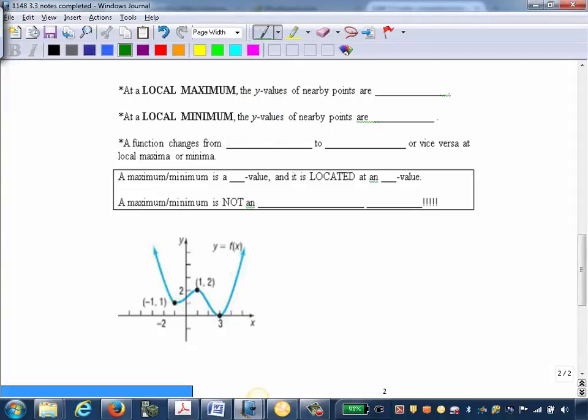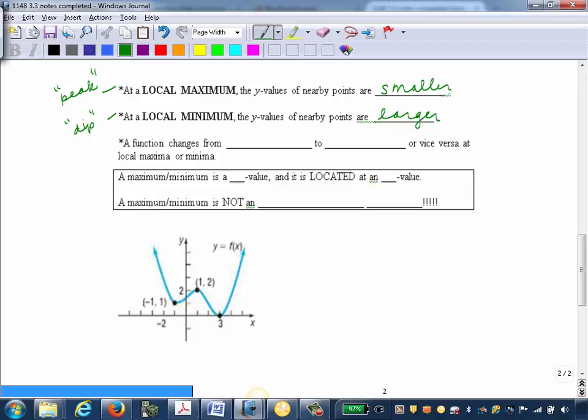At a local maximum, the y-values of nearby points are smaller. So you can informally think of a local maximum as a peak in the graph. At a local minimum, the y-values of nearby points are larger. So you can think of a local minimum as a dip in the graph.